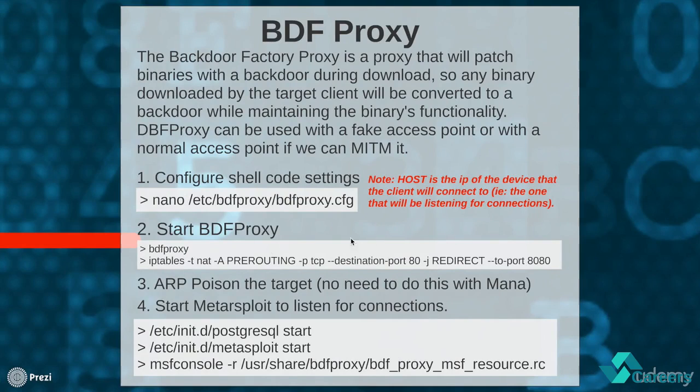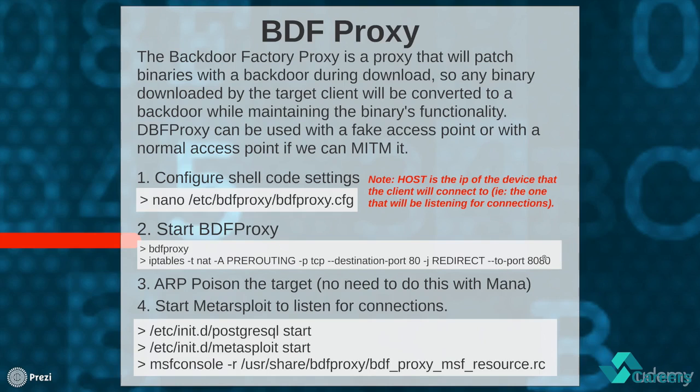I'll do it next. But before I do that, I'm gonna start my backdoor factory proxy. And after I do that, we're gonna do the same as what we did with the SSL strip. We're gonna use IP tables to redirect any packet coming on port 80. We're gonna redirect it to 8080. We're gonna do this because backdoor factory runs on port 8080.